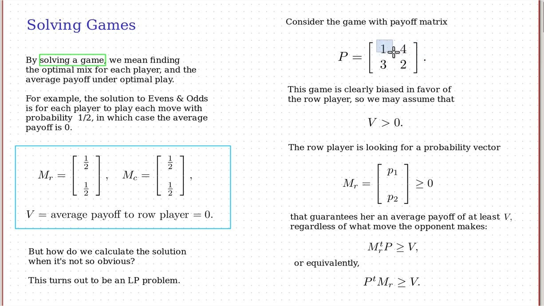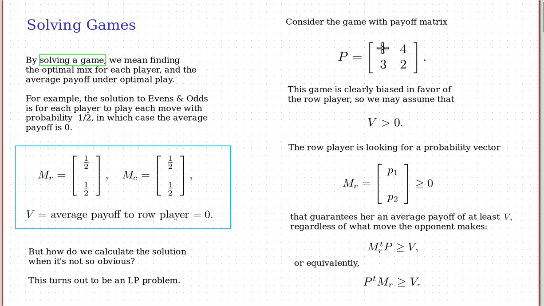Because if you always play the same row, then your opponent can choose a move which will minimize your winnings. Right? For example, if you always play move 2, then the column player can always pick his second move, and then your payoff will only be 2. And as we saw, with optimal play, you can actually guarantee your payoff to be 2.5, right? But you can only do that if you mix playing row 1 with row 2, right?